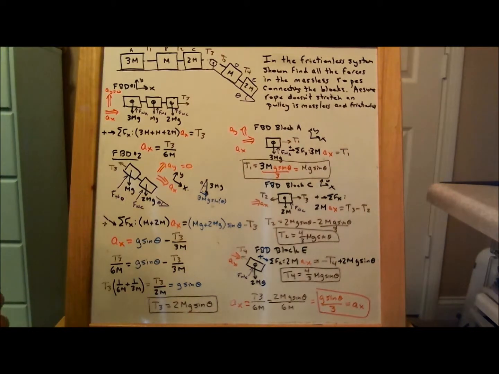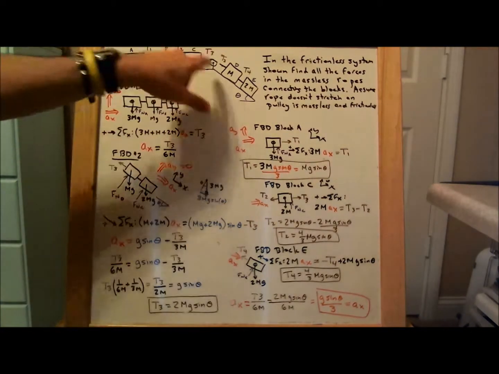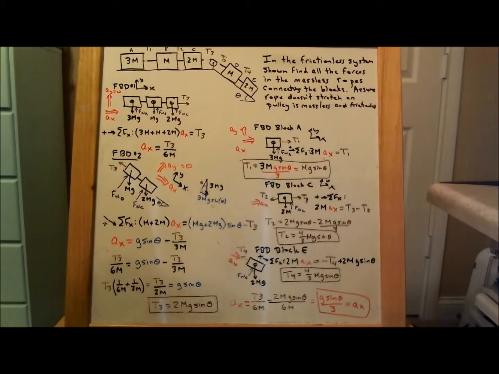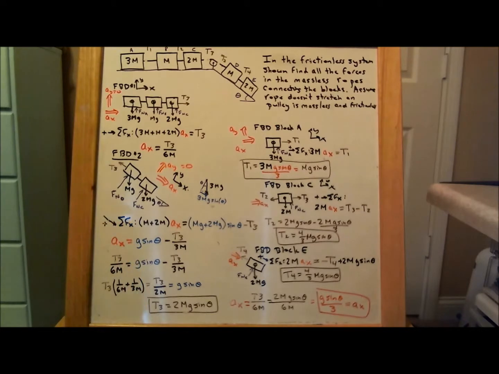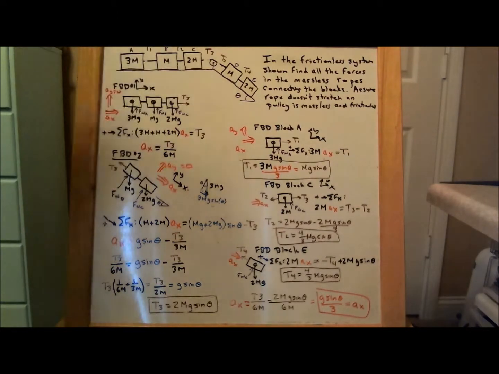So now I can also do some double checking. I could circle around some other ones and make sure everything makes sense. But this is the solution for all the internal tensile forces on the rope.